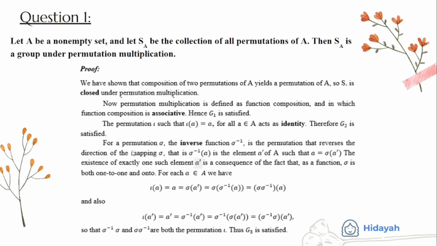For the last condition, for a permutation sigma, the inverse function sigma inverse is the permutation that reverses the direction of the mapping sigma, that is, sigma inverse(a) is the element a' of A such that a equals sigma(a'). The existence of exactly one such element a' is a consequence of the fact that as a function sigma is both one-to-one and onto. For each small a element of capital A, we have this, and also this, so that sigma inverse sigma and sigma sigma inverse are both the permutation iota, thus G3 is satisfied.